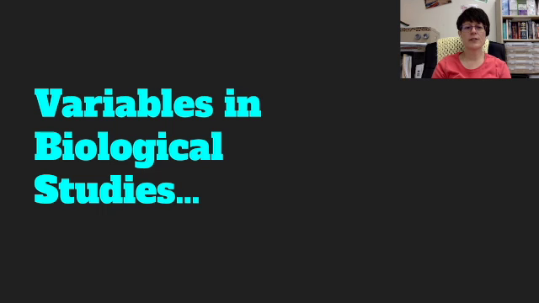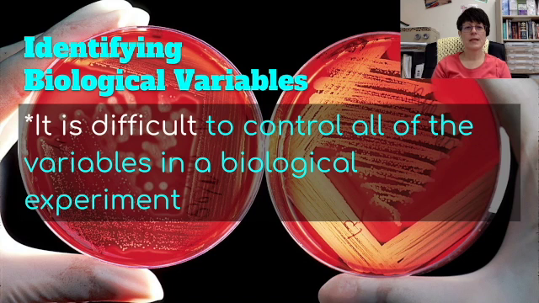Now let's take a look at some variables in biological studies. First, we have to identify biological variables, which can be difficult because it's difficult to control all of the variables in a biological experiment. For example, if you're doing an experiment to identify the effects of exercise on an individual's heart health, there are other things that also affect heart health that are difficult to control, maybe a person's diet, you're unable to control that, or their genetics. Maybe they're just prone to certain diseases or things. So we cannot control everything in biological studies.